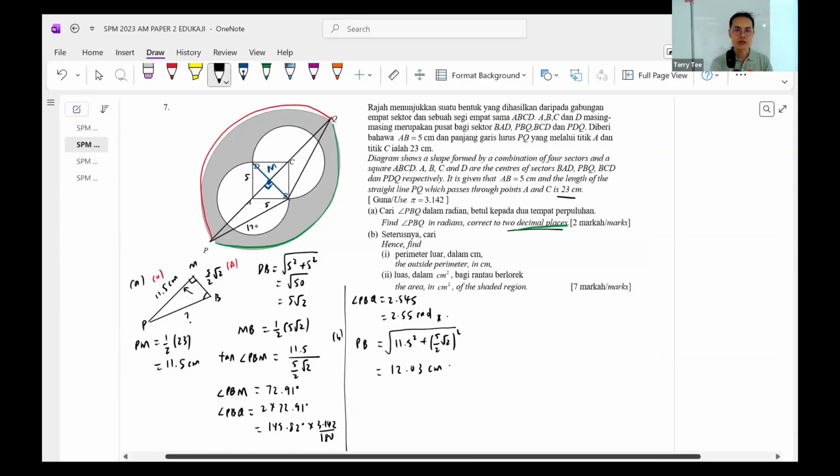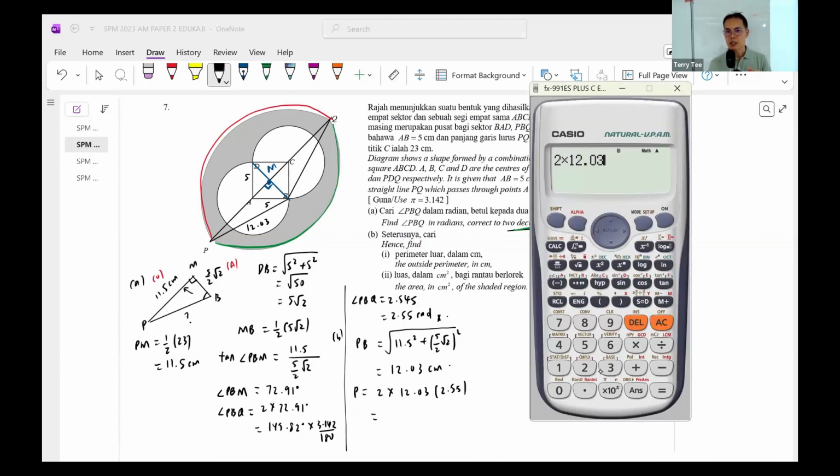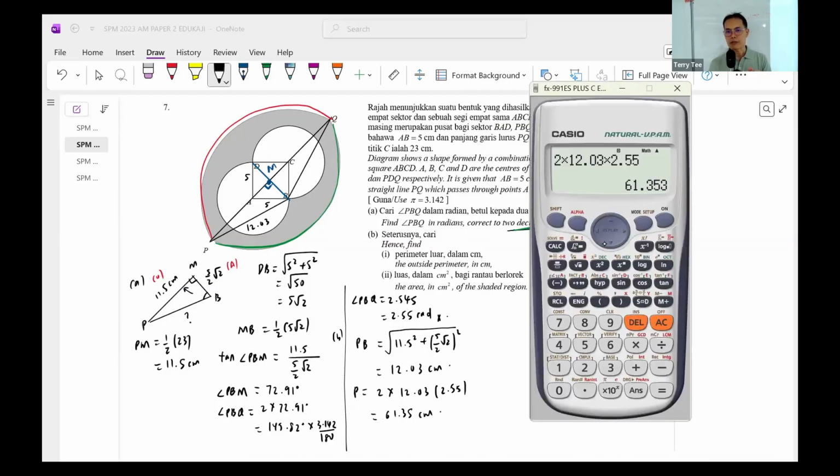It represents your radius, 12.03. Okay, so your perimeter will be S equals R theta times 2. Your radius is 12.03. Your theta is 2.55. Now, guys, if you want to use 2.545 also can. So I use my calculator here. 2 times 12.03 times 2.55, 61.35. Okay, just to double check. What if I use 2.545? Will I get a different answer?